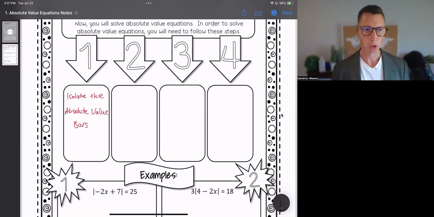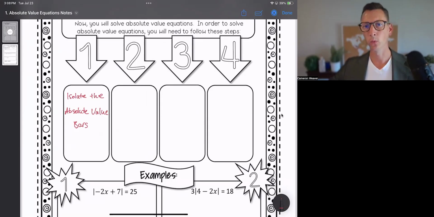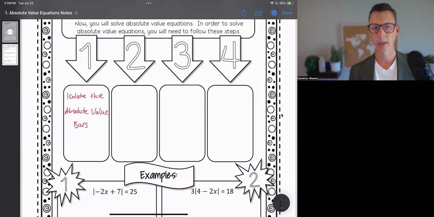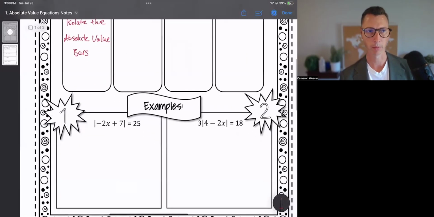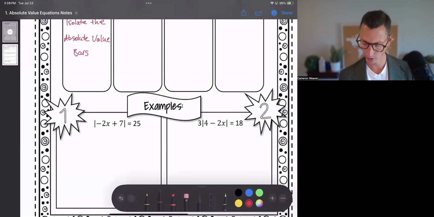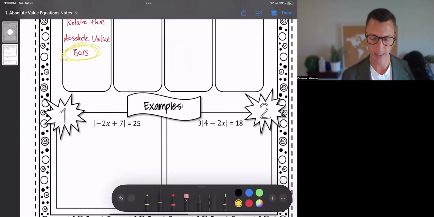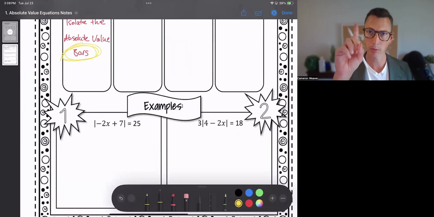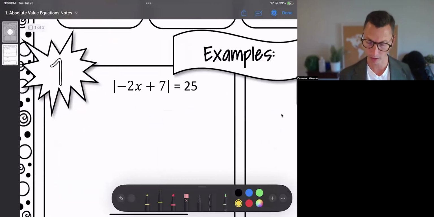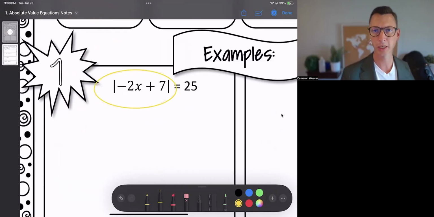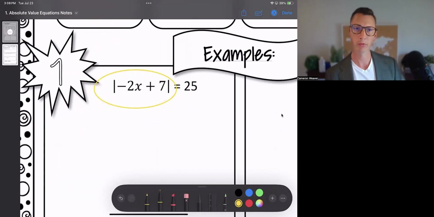So before we move on to step number 2, let's see and wrap our mind around what that means. Isolate means to get something by itself, right? So if we're on an isolated island, we want to isolate something, we remove everything that's around it, and whatever has been isolated is now by itself. So case in point, if we look at example number 1, notice what I'm referring to. We're referring to the absolute value bars, isolating those absolute value bars. In example number 1, that has already been accomplished because I'm specifically referring to whichever side of the equation the absolute value bars are on.